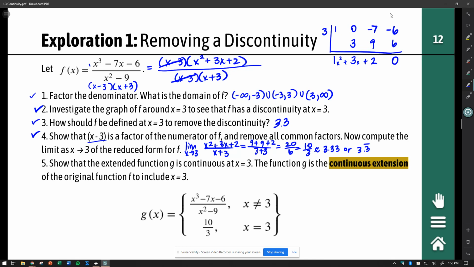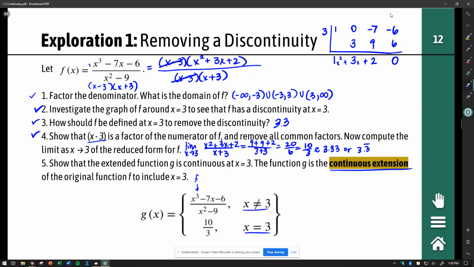Finally, we want to show that the extended function g below is continuous at x equals 3. The function g is the continuous extension of the original function of f. So what we've got here in g is a piecewise function that has been defined as our original function f everywhere except where that hole in the graph was. And then at x equals 3, where the hole existed, we have inserted the point 10 thirds. So there's a point on this graph, 3, 10 thirds, essentially there to plug the hole that existed in the original function. How would we show that this function is continuous at x equals 3?